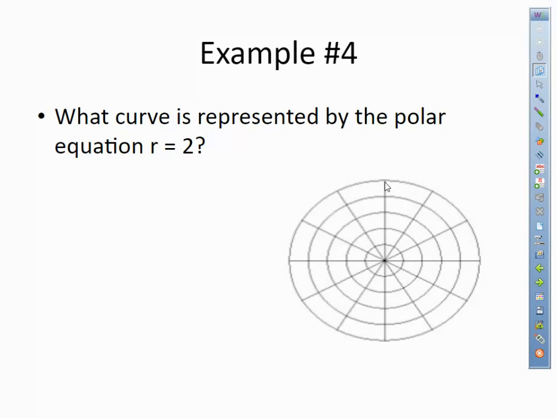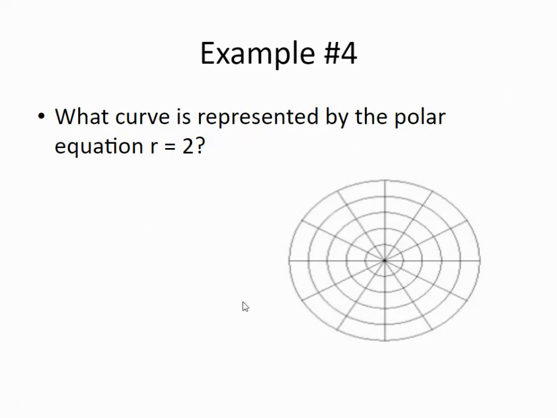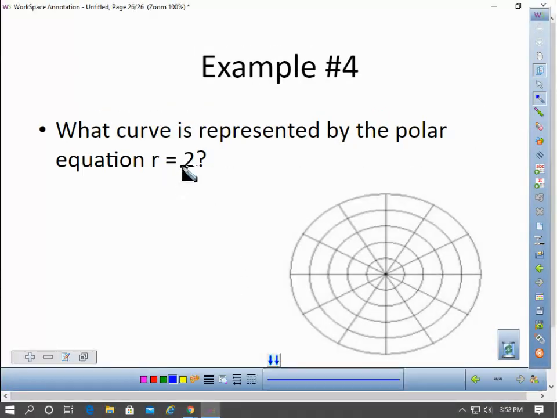All right. So this problem says, what curve is represented by the polar equation r equals 2? If r equals 2, what curve are we talking about? So r equals 2 means it doesn't matter what angle I am on, I'm always 2 units from the pole. You're always 2 units out from the pole, no matter where you are, right?